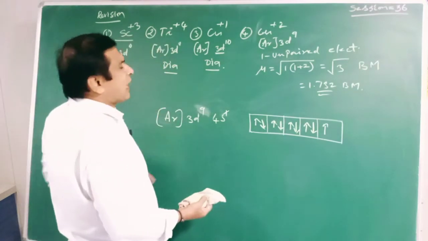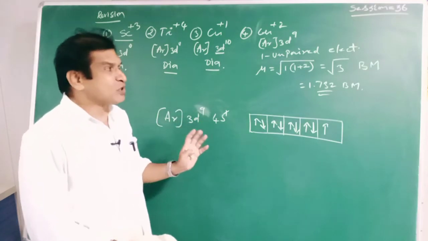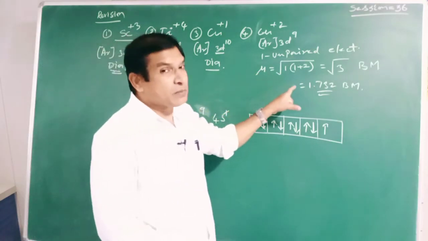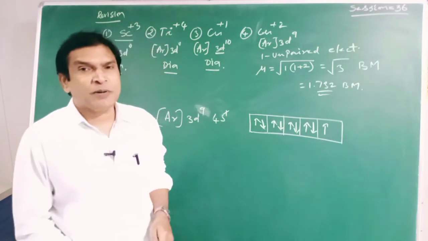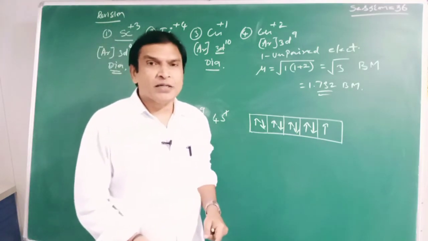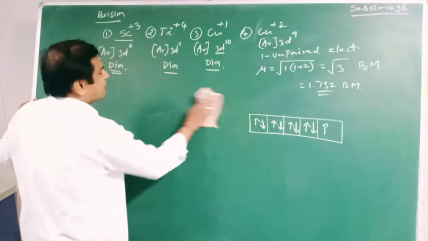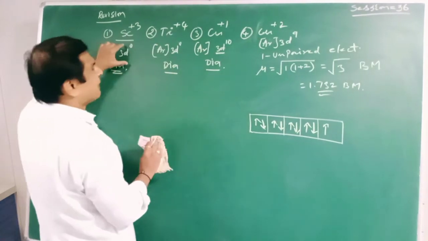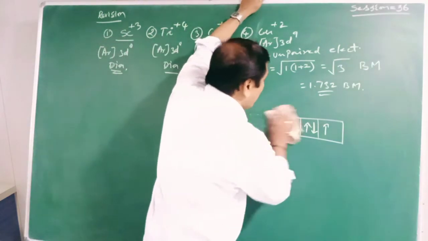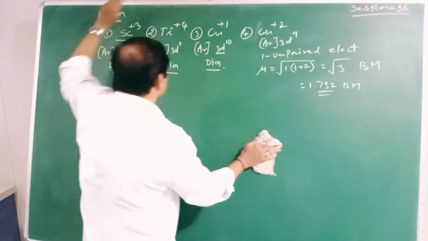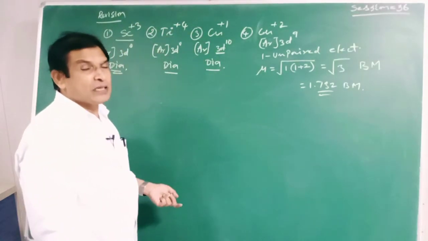So that is the way to identify the paramagnetic substance and the diamagnetic substance, and we can calculate the magnetic moment of the substance also. Due to the presence of unpaired electrons, we can calculate the magnetic moment. That is for paramagnetic substances. When there are no unpaired electrons, simply we can say that they are diamagnetic. That is a very important concept you should remember: determination of magnetic moment of the substances.